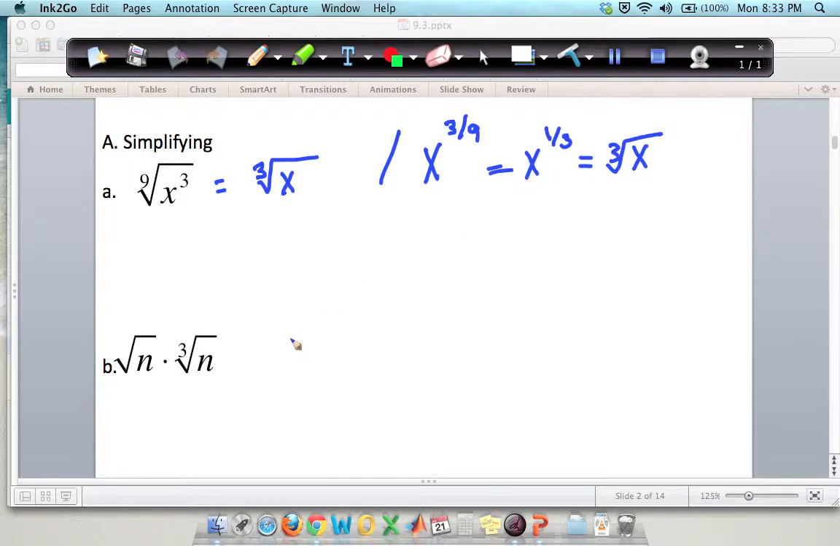For B, we have the square root of n times the cubed root of n. I can't multiply inside the radical sign because these are different indexes. One's a square root, one's a cubed root. But I'm going to write these as rational exponents. This would be n to the 1/2 times n to the 1/3. These have the same base of n, so the product rule says when you're multiplying, add your exponents. So 1/2 plus 1/3 is 5/6. I'm fine if you leave it that way, but in my math lab, they might want you to rewrite it as a radical since that's what you started with. So your index is 6 and your exponent is 5.